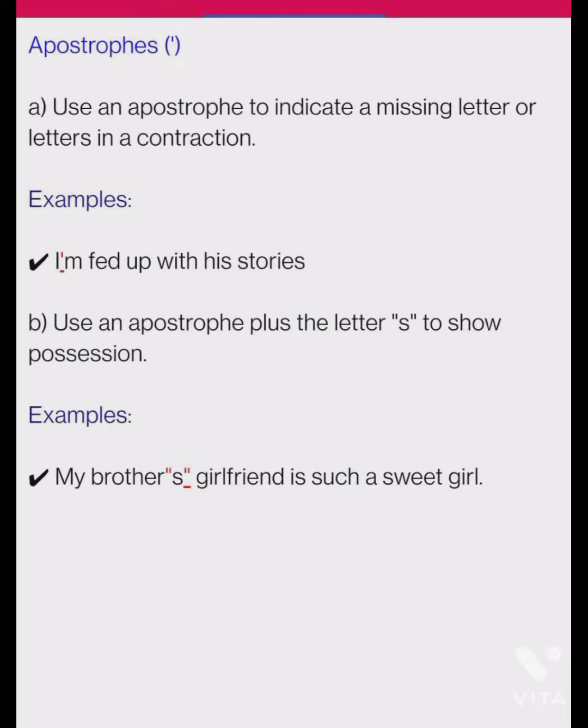Apostrophe. Where to use an apostrophe? Use an apostrophe to indicate a missing letter in a contraction. For example: I'm fed up with his story. So "I'm" has an apostrophe. And use an apostrophe plus the letter s to show possession, like: my brother's girlfriend is such a sweet girl. Yes, here with the s we have given an apostrophe.